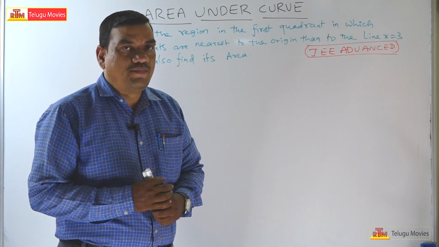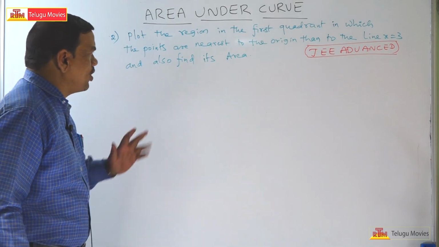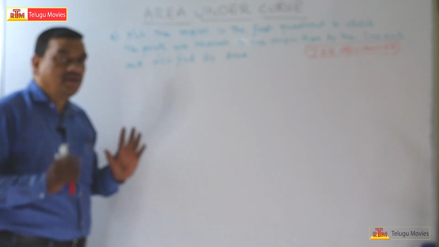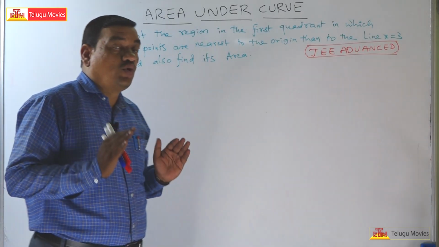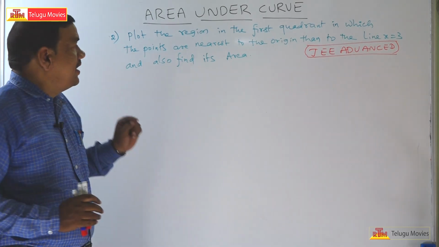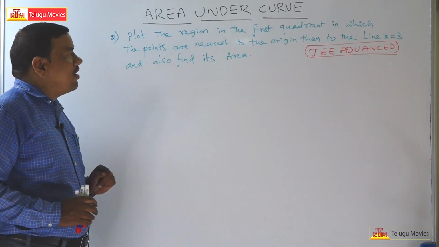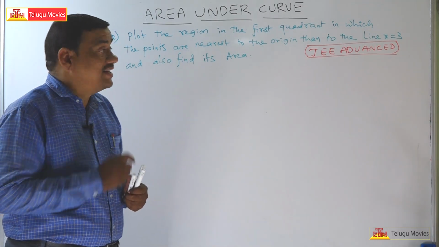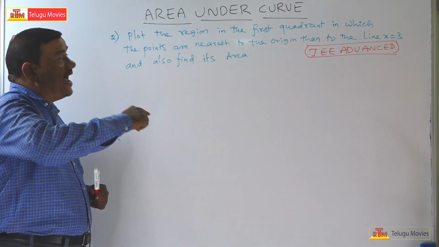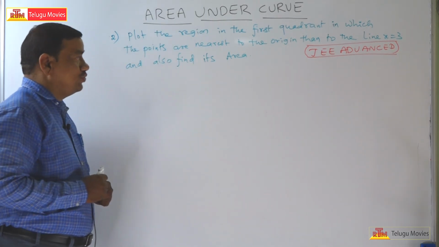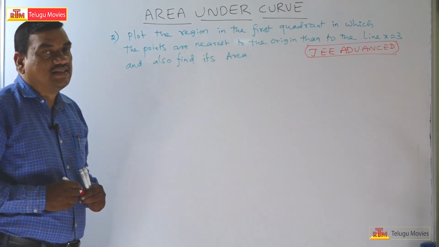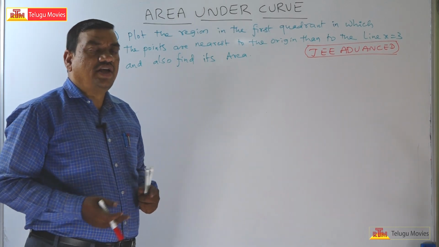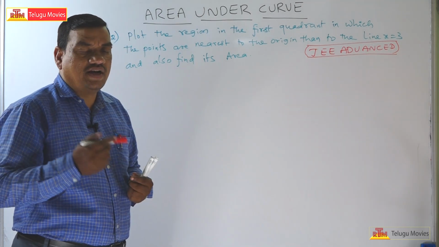Dear students, welcome to the second problem. The second problem is: plot the region in the first quadrant in which the points are nearer to the origin than to the line x is equal to 3, and also find its area. We have to plot the region and also find the area. If you plot the region, automatically we will get the area.